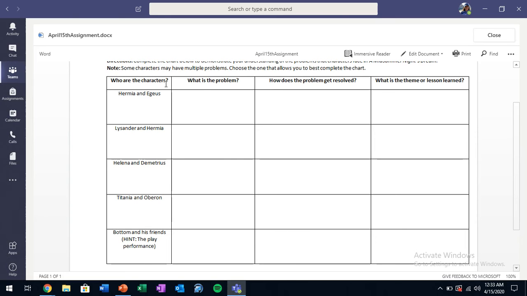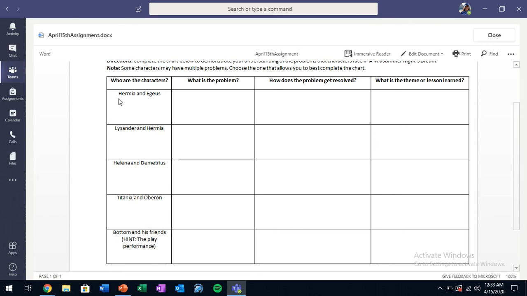You may note that some of these characters may have multiple problems. And so Lysander and Hermia, they have multiple problems that they encounter, as well as Titania and Oberon. And so you're just going to choose the one that best allows you to complete the chart, keeping in mind that I do expect you to have textual evidence. So I want one piece of textual evidence for each character situation.